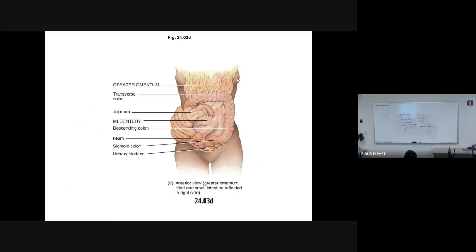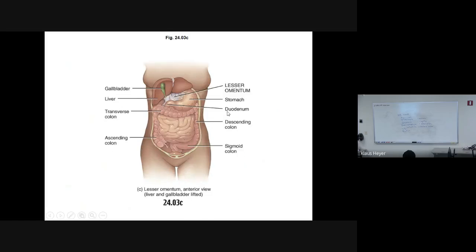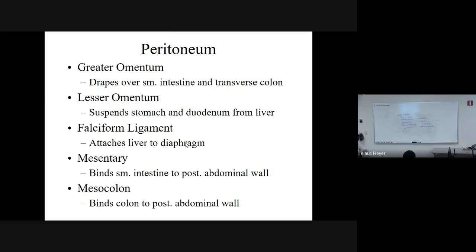And then lastly, if I take this large intestine and try to pull it out, there's going to be a membrane holding it to the posterior wall called the mesocolon. Well, I don't have a picture of it, so I'm just going to go back to this one. So that's kind of what they do.